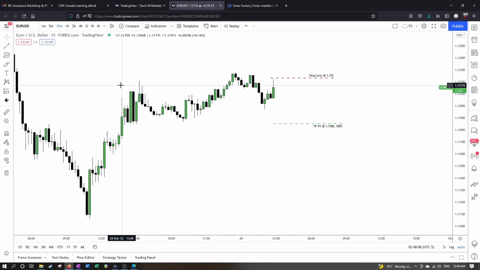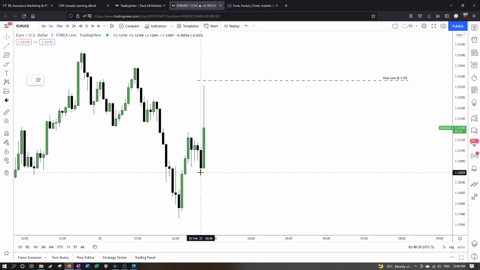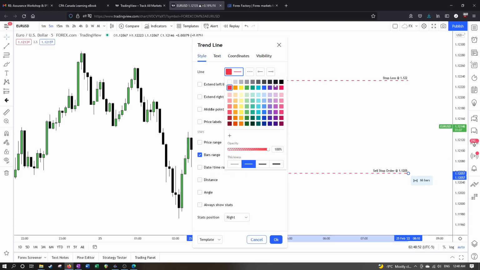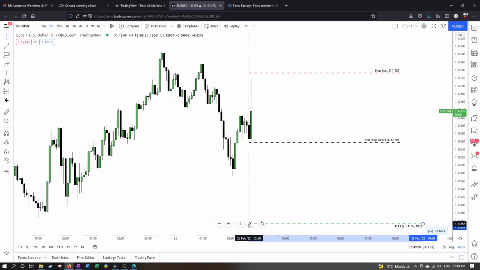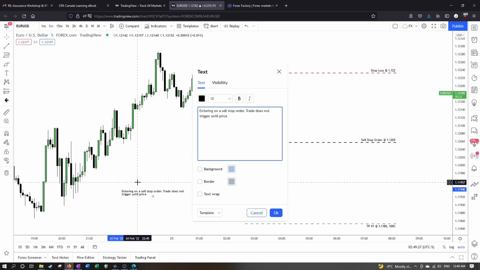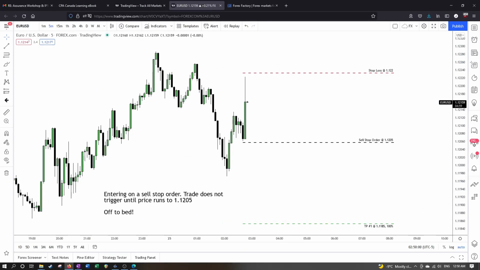Now, this is the first trade where you'll actually see me enter on a stop order. Usually, I'm entering on a limit order or a market order. This time, though, I'm entering on a sell stop. A sell limit order triggers when price trades at or above your order. A sell limit order is essentially selling strength. This is what you generally want to do. This is what ICT teaches us to do.